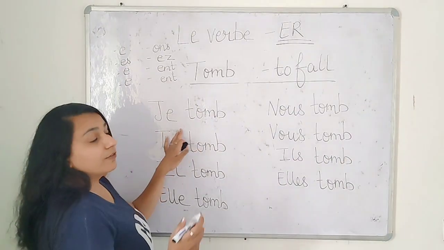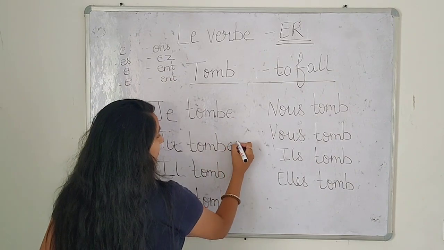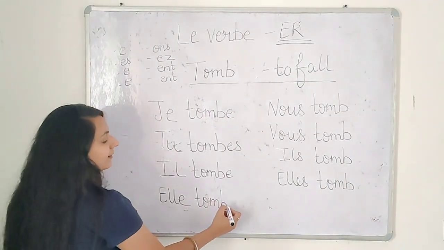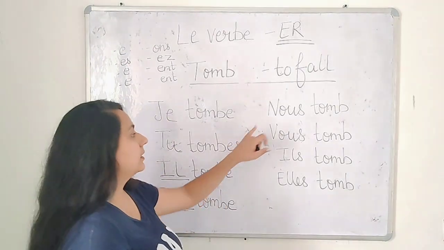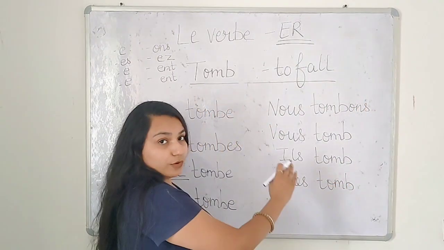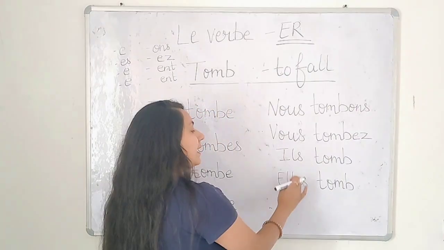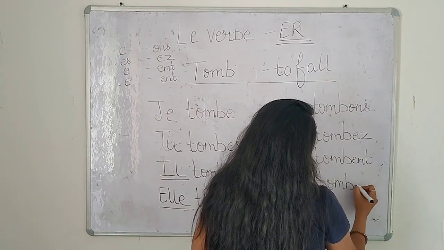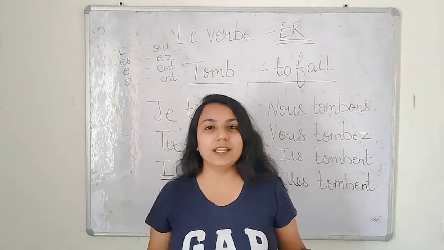So with je, the ending was E. With tu, the ending is ES. With il, the ending is E. With elle, again the ending is E because with il and elle we follow the same endings. I already told you that. With nous, the ending we write is ONS. With vous, we write ending EZ, whatever you call it. And with ils and elles plural, again the ending is same, that is ENT. This verb is done. This is all we do in ER ending verbs.